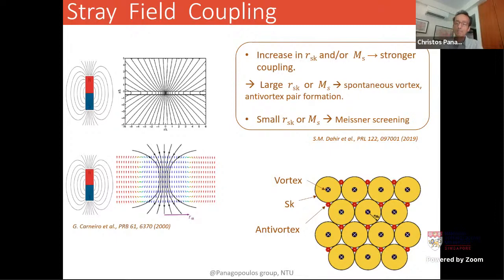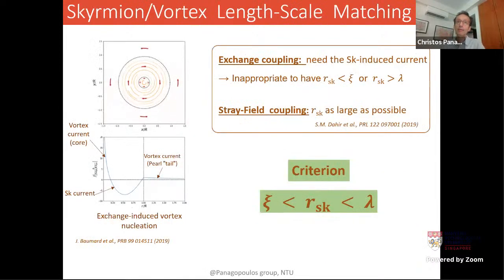So in summary, for exchange coupling, the skyrmion-induced current must spatially coincide with a superconducting vortex current in order to reduce the free energy of the superconductor. Whereas for stray field coupling, we need to make the skyrmion radius as large as possible. And therefore, the skyrmion radius must be between the two fundamental parameters defining a superconductor, namely the superconducting coherence length and the magnetic penetration depth lambda.